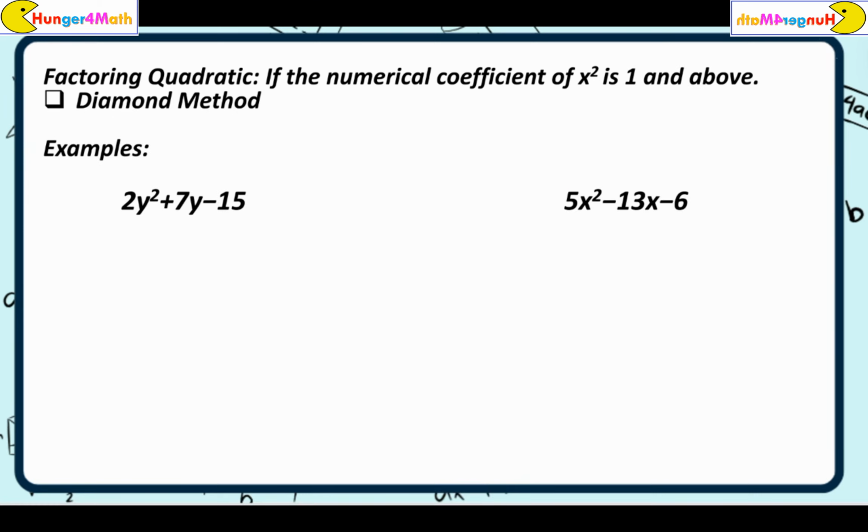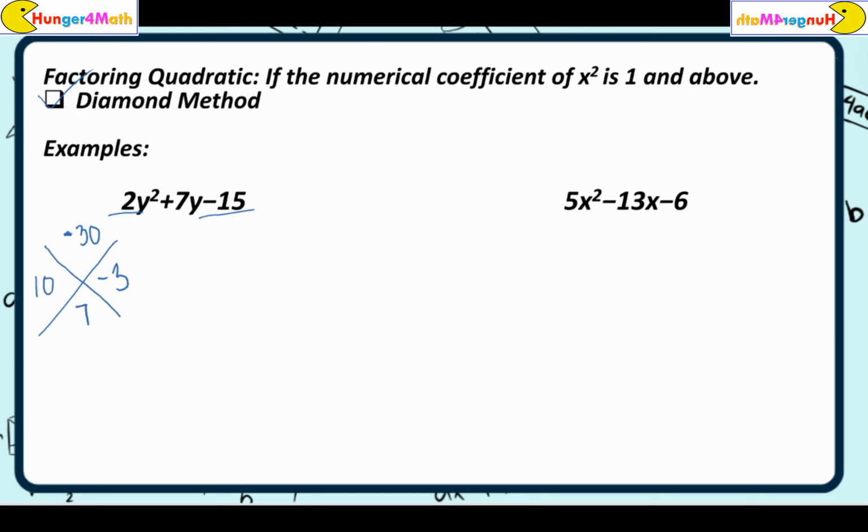Next set of example for factoring quadratic using the diamond method. So we have 2y squared plus 7y minus 15. Let's use the diamond method. So the top part will be a times c. So that is 2 times negative 15. That is negative 30. Then down here will be the value of b. That is 7. Then the left and right side will be the factors of negative 30, that the sum is 7. And that is 10 and negative 3. So 10 times negative 3 is negative 30, and 10 minus 3 is 7.